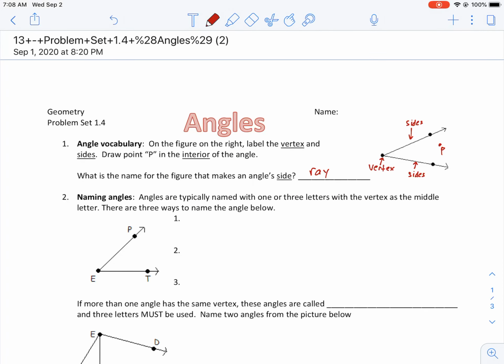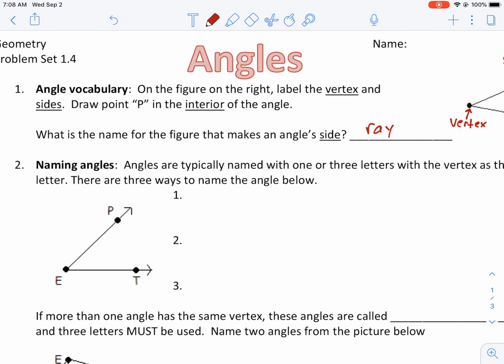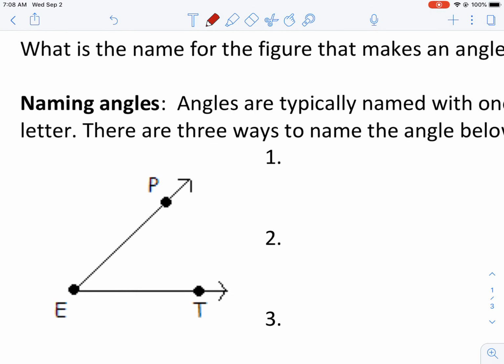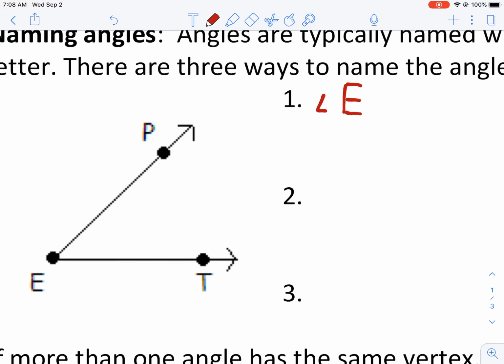So, naming angles. Angles are typically named with one or three letters, with the vertex as the middle letter. There are three ways to name this angle. One way, if it's an easy angle, you could just say angle E. That letter would be the vertex. The other way to name an angle, and this first one doesn't always work, and I'll show you why in a second. The second and third are just two different ways to name the same angle. When you're naming angles, the vertex always has to be in the middle.